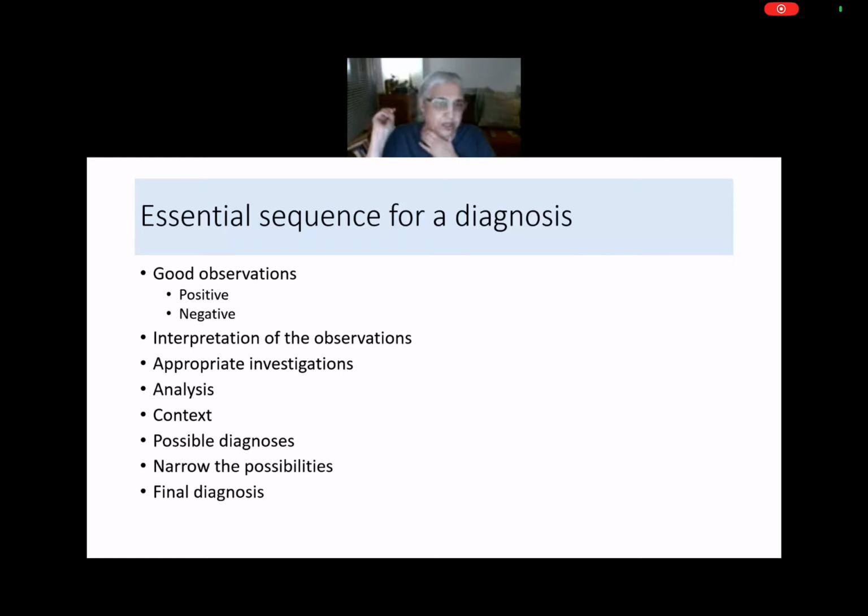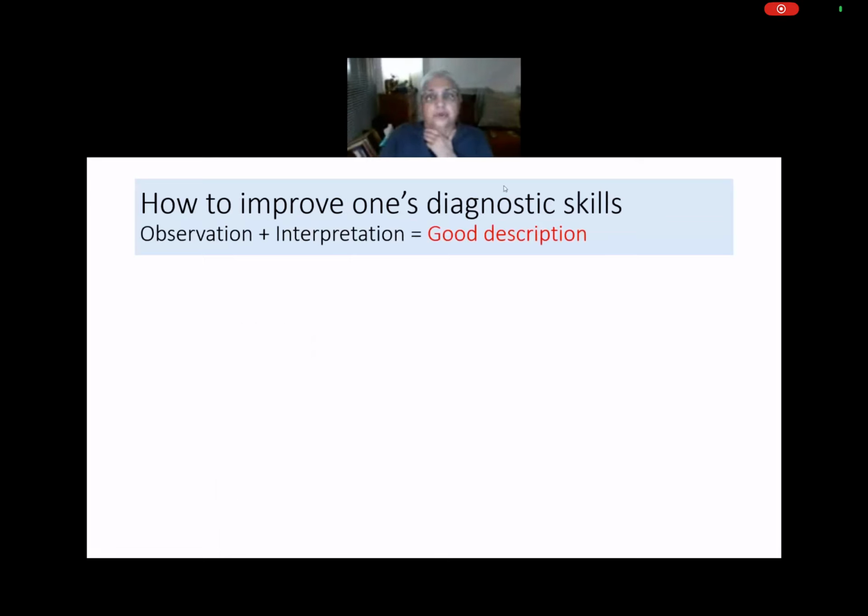So we need context. We need sometimes to think of other possibilities, and that's what we call a differential diagnosis. Then we narrow down those possibilities. Sometimes we have to do additional investigations, but ultimately we come to a final diagnosis. And all these different steps require a facility. That means you need to be familiar with the language that we as pathologists speak. Today, I'm only going to talk about how to improve your diagnostic skills by observation and interpretation.